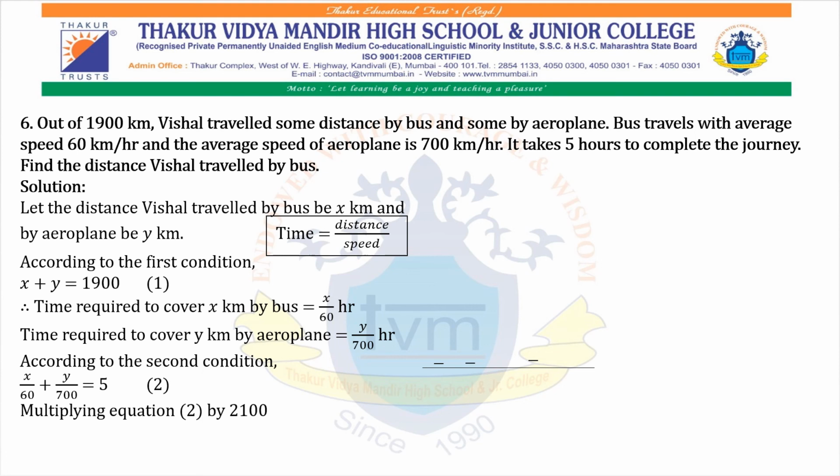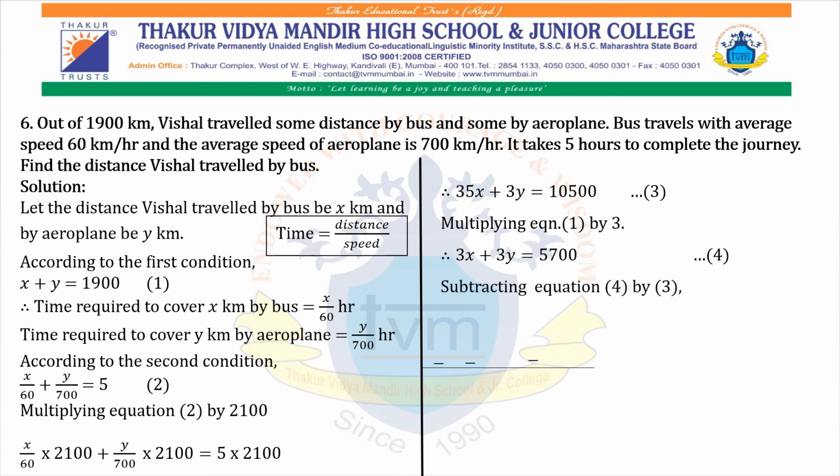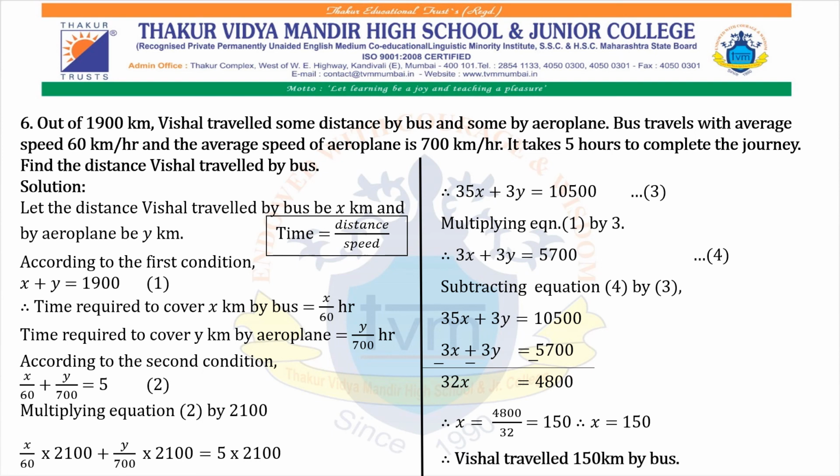Now multiplying equation 2 by 2100, after multiplying, we will get 35x plus 3y is equal to 10,500. This is equation 3. Now multiplying equation 1 by 3, so we will get 3x plus 3y is equal to 5,700. Equation number 4. Now subtracting equation 4 from 3, after subtraction we will get 32x is equal to 4,800. So x is equal to 4,800 upon 32, which is equal to 150. Therefore Vishal traveled 150 kilometers by bus.